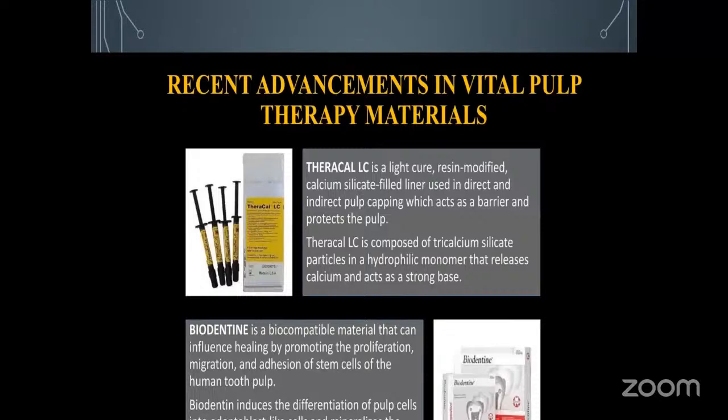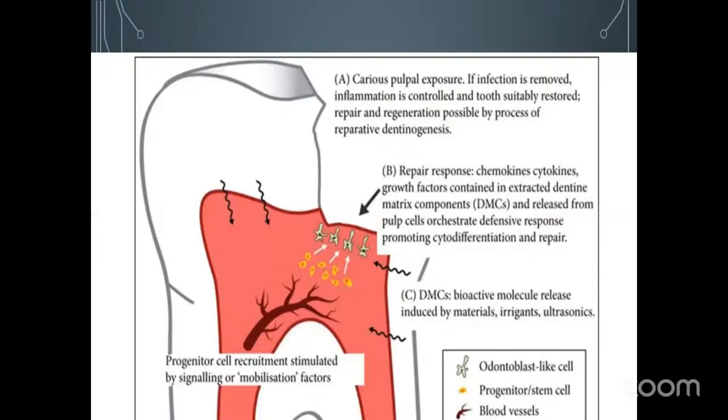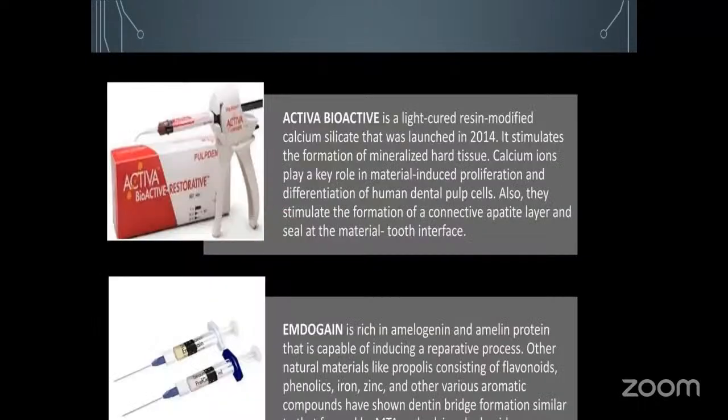One question that was asked in the PSC exam is, what is Theracal? Theracal is again a calcium silicate filling material, but the good advantage is that it is light curable. Once we place it on top of the pulp, we cure it with light. That is the advantage of Theracal. Biodentine we have already discussed. Two important things to keep in mind are active and bioactive. It is again a light curable calcium silicate material used on top of pulp. Enamelin is a protein that helps in the repair of pulp.